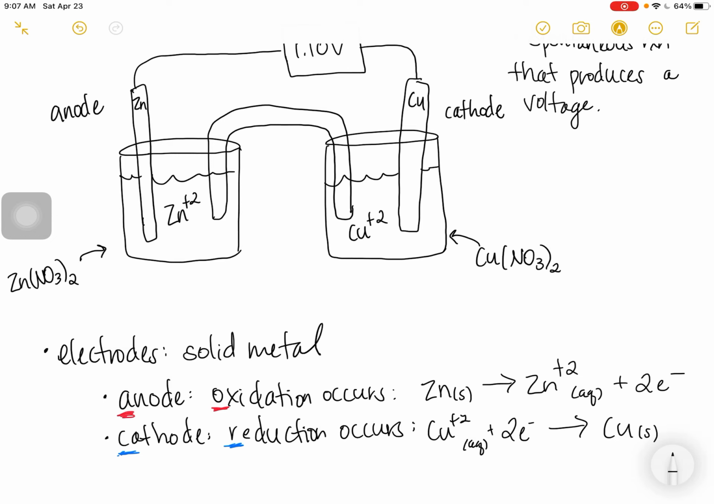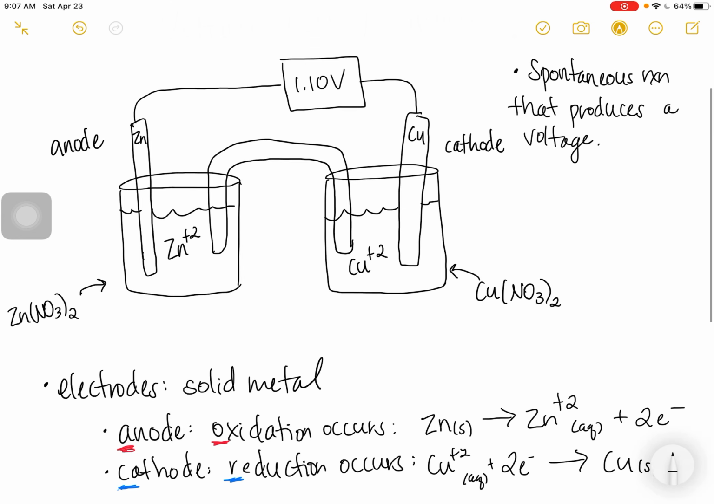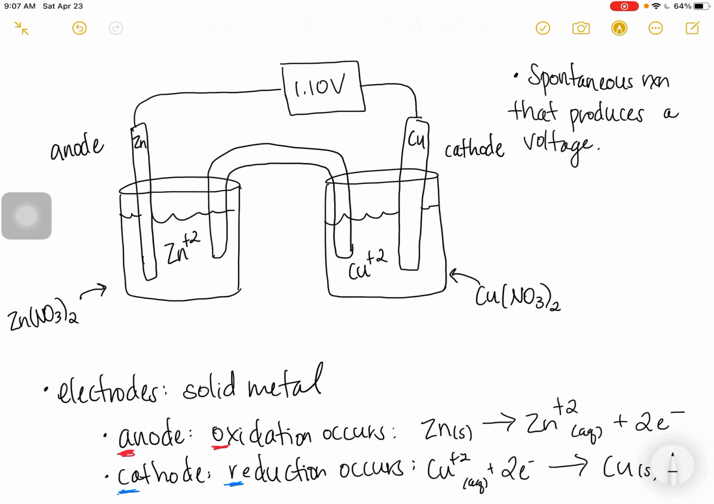Okay, so now I have labeled the half reactions. I know where each half reaction is occurring because I know who is the anode and who is the cathode. Okay, so that's super important. All right, so there's something else that's labeled on your voltaic cell picture, which is that right up here, they show you an arrow with electrons.